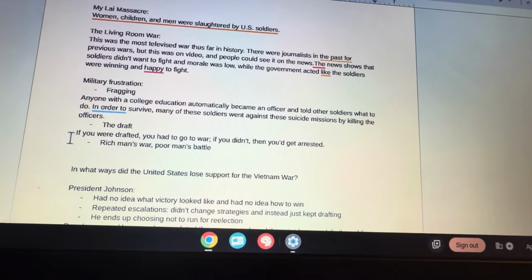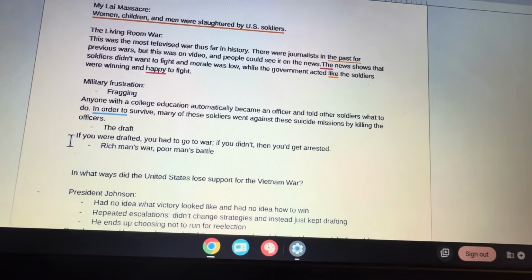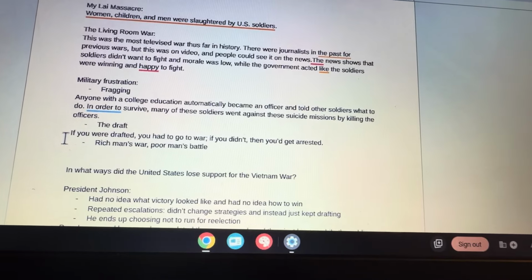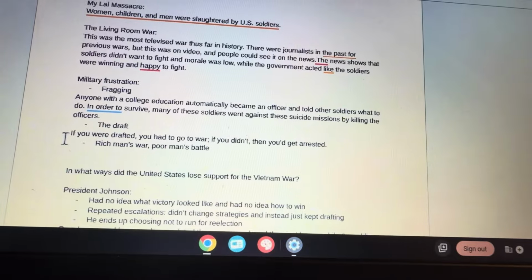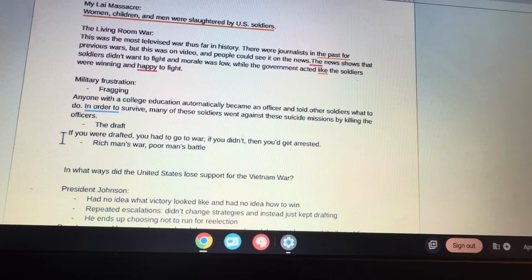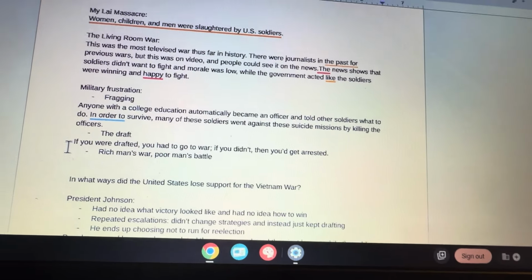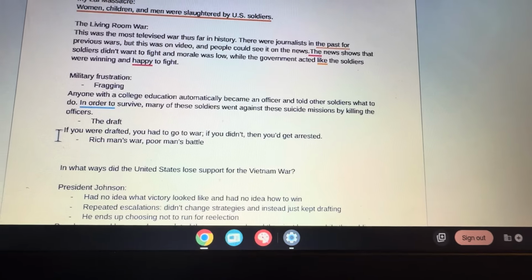Okay, the Living Room War. This was the most televised war so far in history for that time. There were journalists in the past for previous wars, but this war was on video, and people could see it on the news. The news shows that soldiers didn't want to fight and morale was low, while the government acted like soldiers were winning and happy to fight.